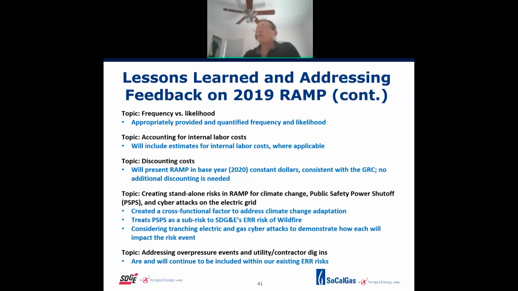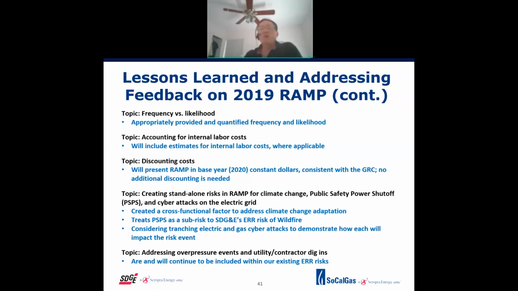Creating standalone risks in RAMP for climate change, public safety power shutoffs, and cyber attacks on the electric grid. Again, we've already discussed these to some extent. Climate change, we will be including it as a cross-functional factor. PSPS, we are treating it as a sub-risk to wildfire, not as a mitigation. And with regards to cyber attacks on the electric grid, we are considering tranching electric and gas cyber attacks to demonstrate how each will impact the risk event.